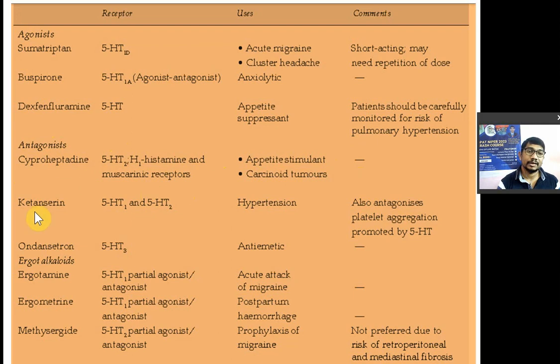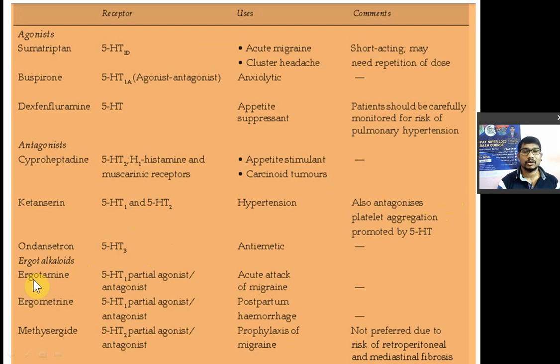Now the next drug is ketanserin. Ketanserin is an antagonist of 5HT1 and 5HT2, used in the treatment of hypertension, and it also antagonizes the platelet aggregation promoted by 5-hydroxytryptamine. 5HT also causes platelet aggregation, so who blocks that action? Ketanserin. Now next is ondansetron. Ondansetron is a 5HT3 receptor antagonist used as an antiemetic.